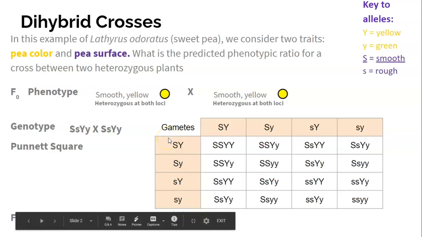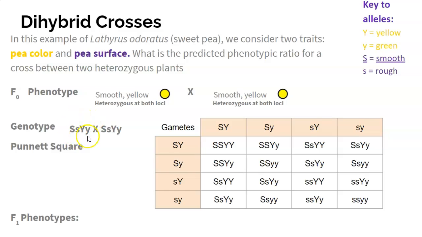Gametes are what you get when you make them from your parental genotype, and the way you do that is the FOIL method. You take the first letters of each of them, the outside letters, the inside letters, and then the last letters. When you do that, you get 4 unique gametes in this case because they're heterozygotes, but you will always end up with 4 gametes. Then you fill in the Punnett square how you would normally, by dragging and dropping the gametes from the rows and the columns.